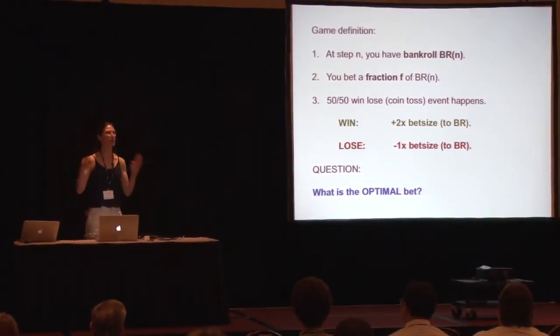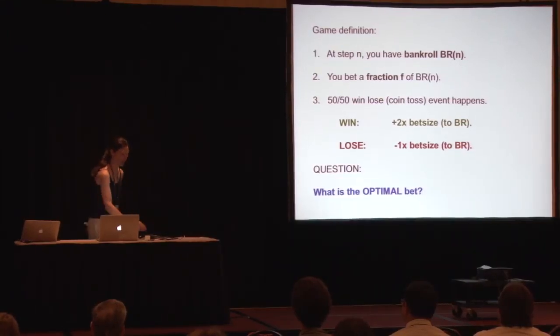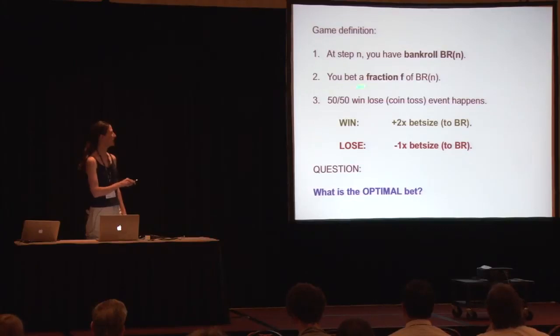So let's say I give you a game. You have a bankroll. We call that bankroll N at any given time. You are given the opportunity to bet some fraction of that bankroll with a 50-50 coin toss chance of either winning or losing. If you win, you win twice whatever you bet. If you lose, you lose your entire bet. The question is, what's the optimal bet?